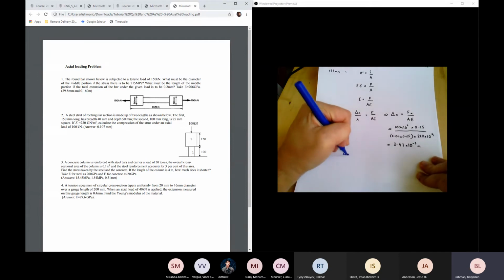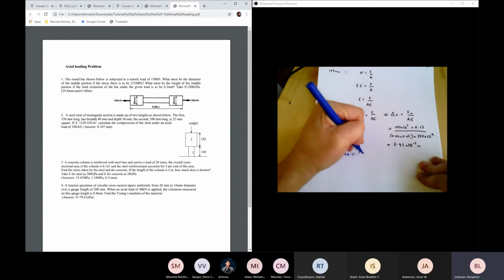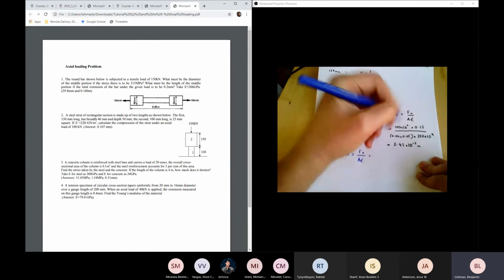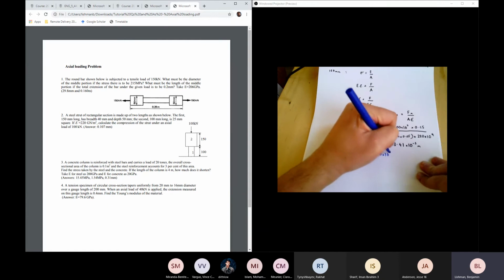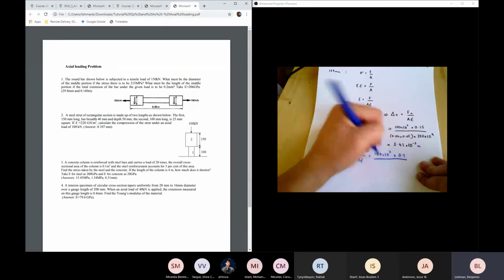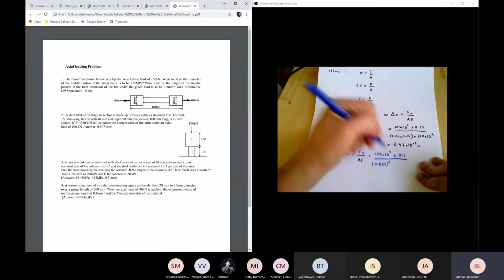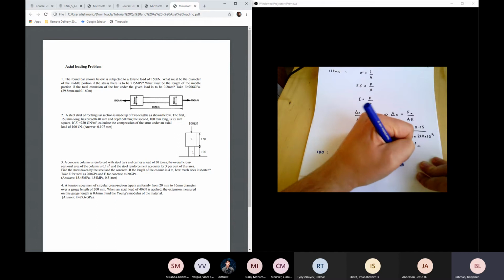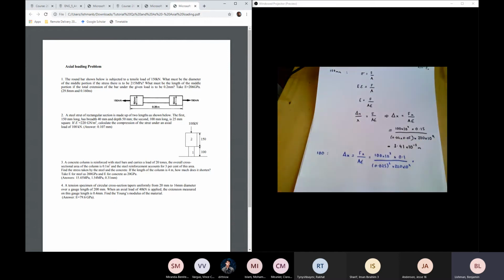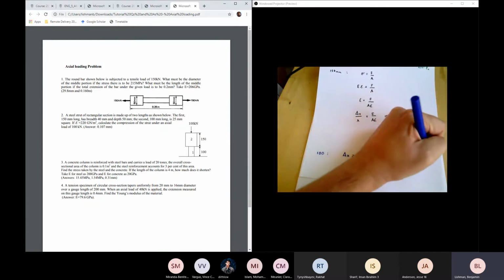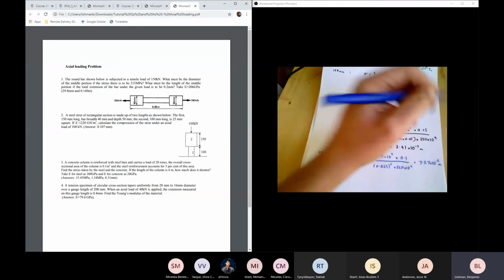I know that the algebra will be the same, and the change in length will be Fx divided by AE, which in this case is 100 times 10 to the 3 multiplied by 0.1 and divided by 0.025 squared times 220 times 10 to the 9, and that is 7.27 times 10 to the minus 5 meters.